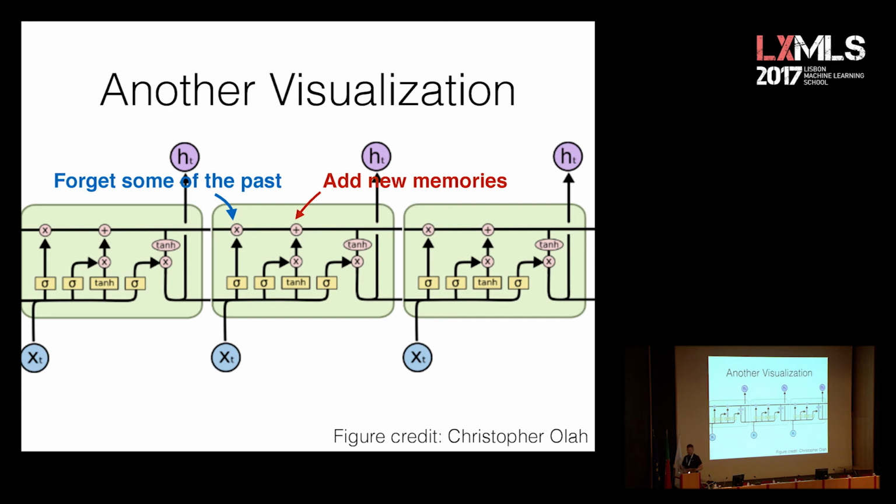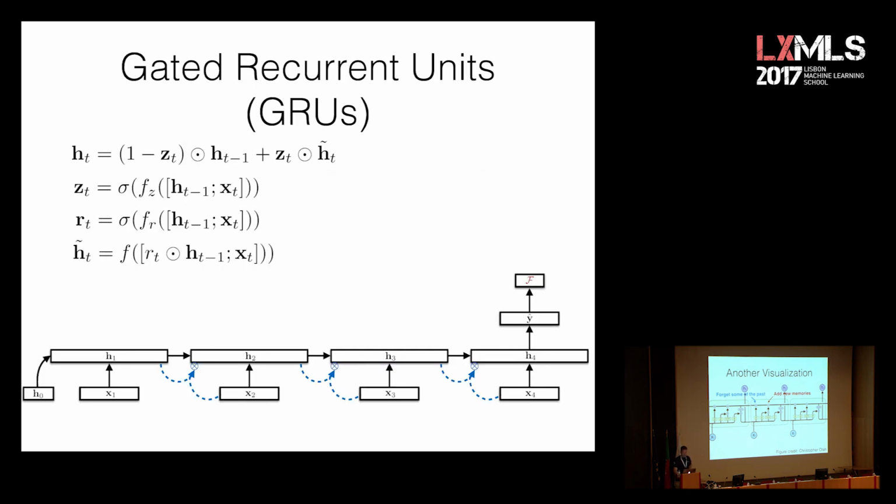And we're computing these ht at each time. And then what we're doing is we're forgetting a little bit of the past. That's that forget gate. And then we're adding some new memories to that memory cell. And so this lets you understand in a different way what's going on inside of LSTMs.